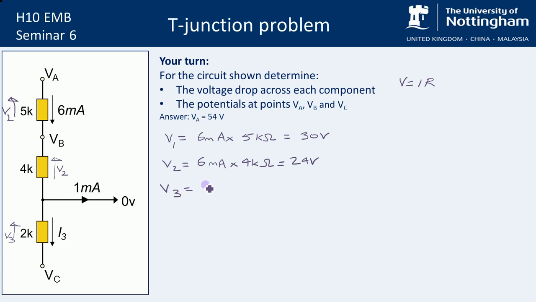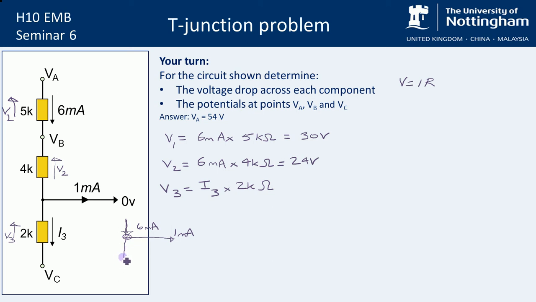To do this, we need to find the current flowing through it, which is I3, multiplied by the value of the resistor, which we know is 2 kilo ohms. However, to solve this, we need to find what I3 is. And this is why I've called it a t-junction problem. We've got the current flowing into one point, and this is 6 milliamps. And then at this junction point, the current flowing out is equal to 1 milliamp, which we've got in the diagram above, and we've got another wire coming out of here.